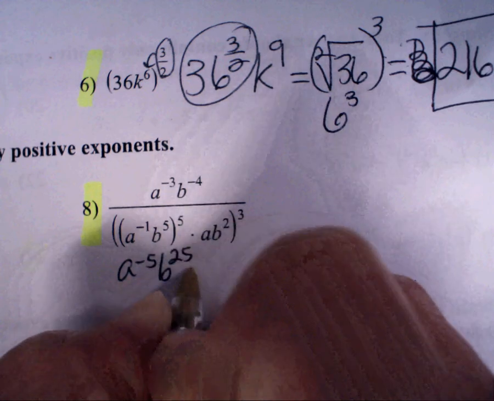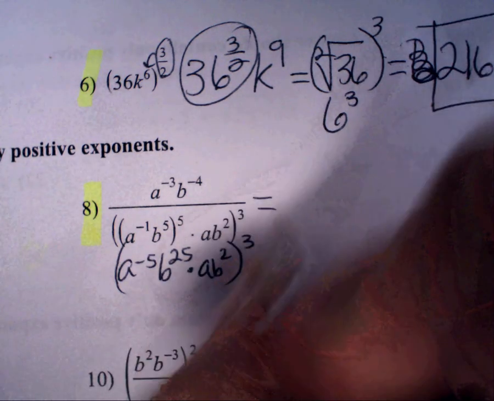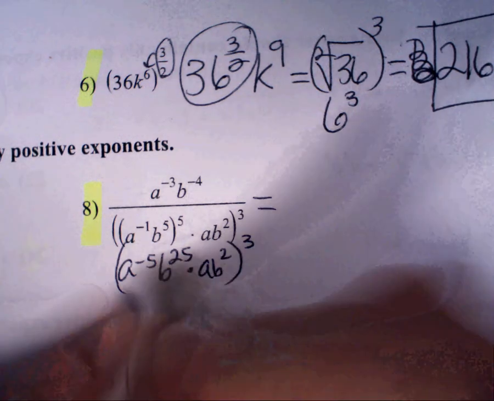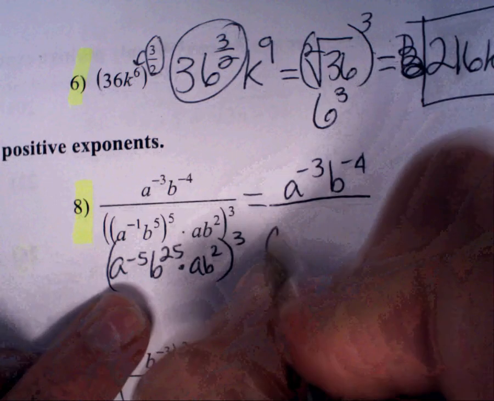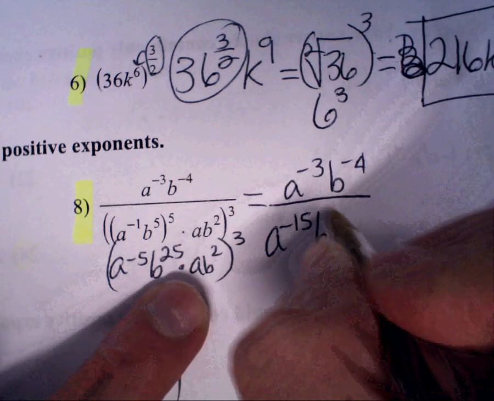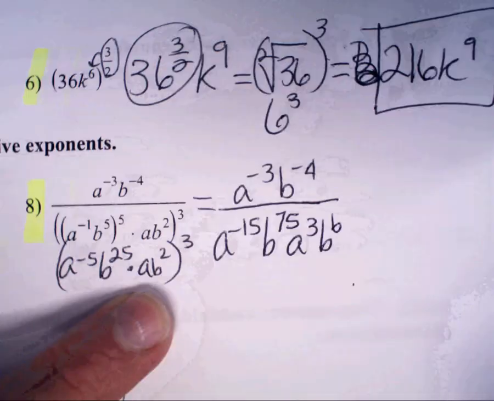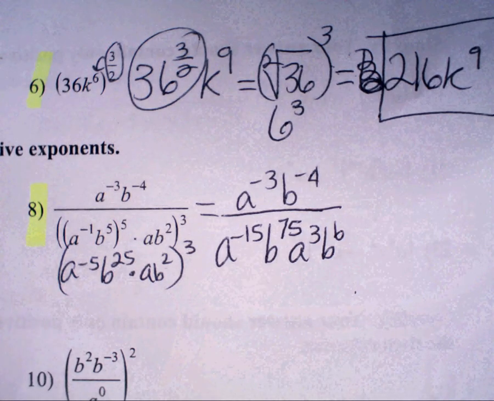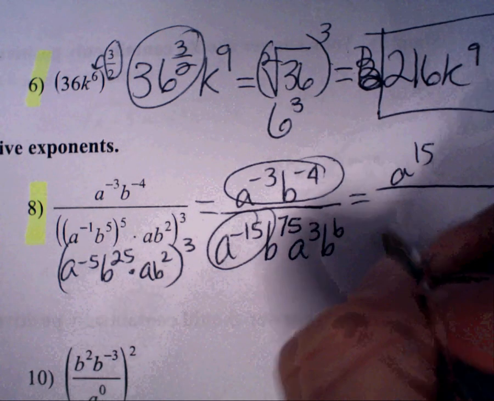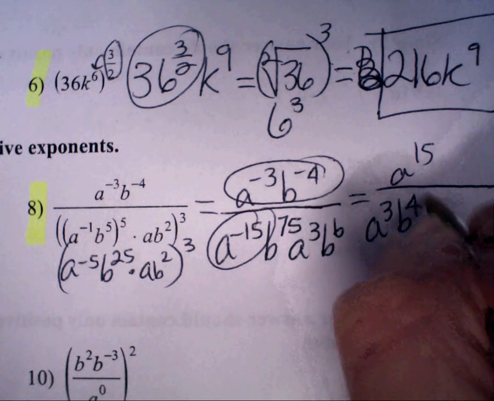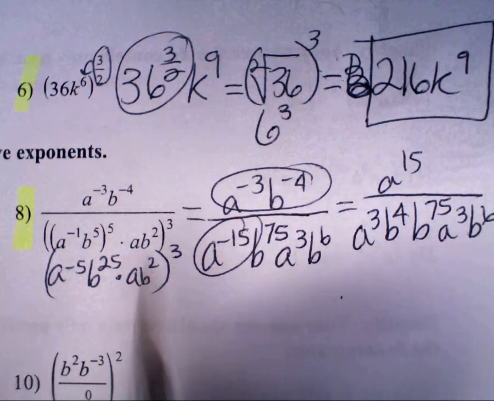So now what I need to do is I'm going to multiply this 3 by everything. I know I could combine my a's. You can do that. I'm just showing you what I do. It doesn't matter. So then it's a to the negative 15th, b to the 75th, and a to the 3rd, b to the 6th. So at this point, I got rid of powers. Now I'm going to move things that are negative. So a to the 15th on top, a3, b4 move down, b75 still there, a3, b6. So powers, negatives, now I can worry about adding and subtracting things together.